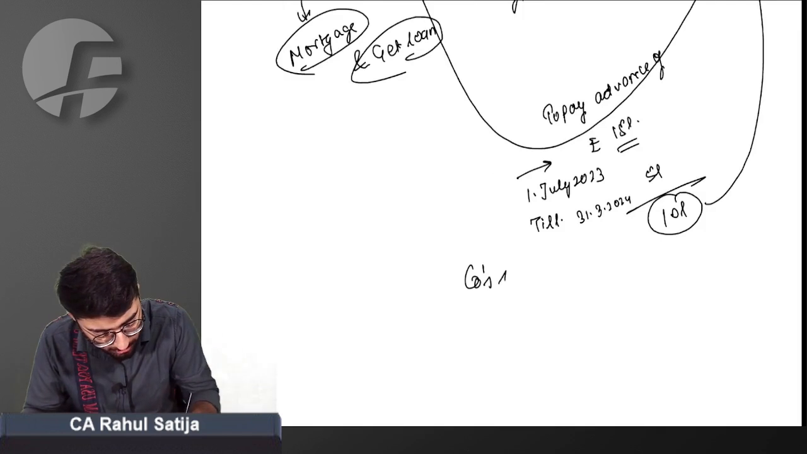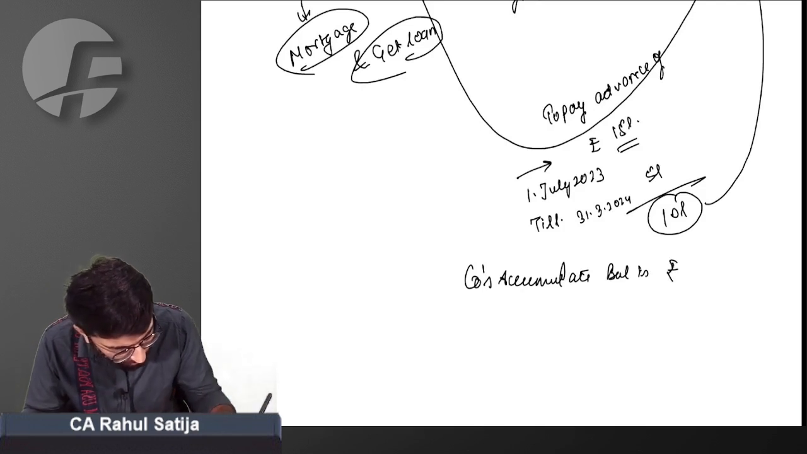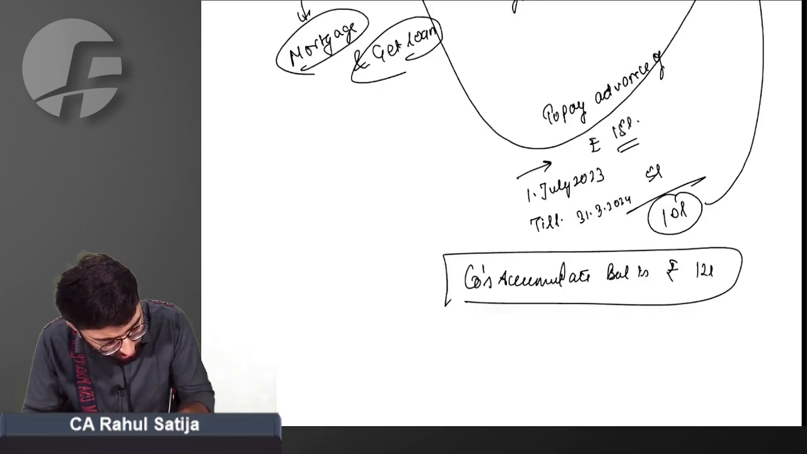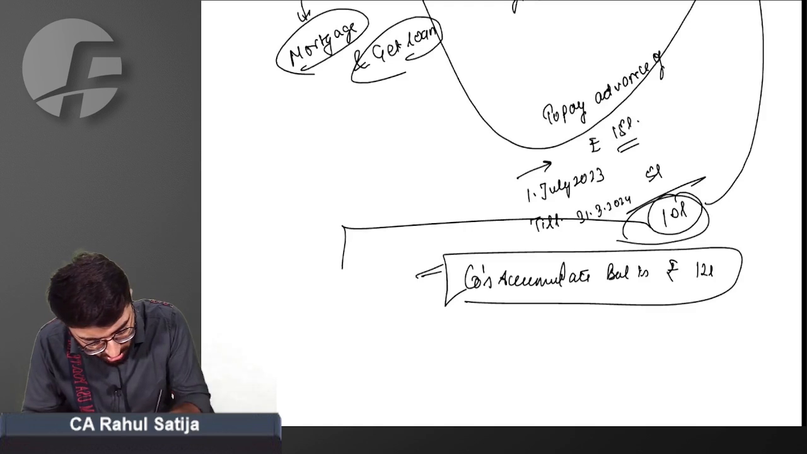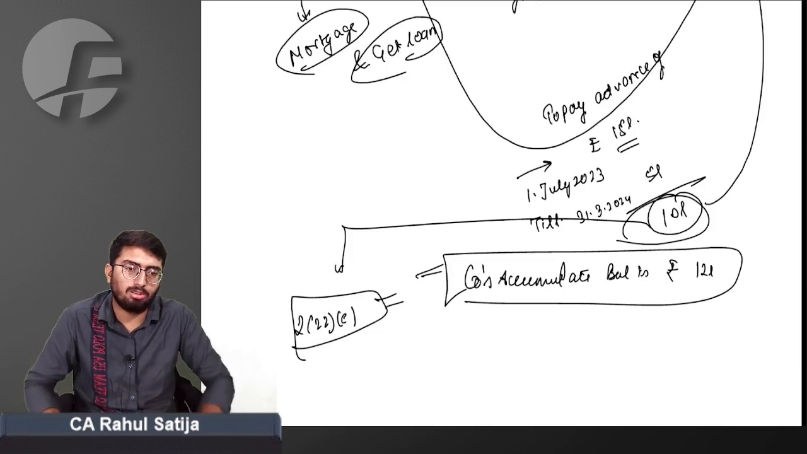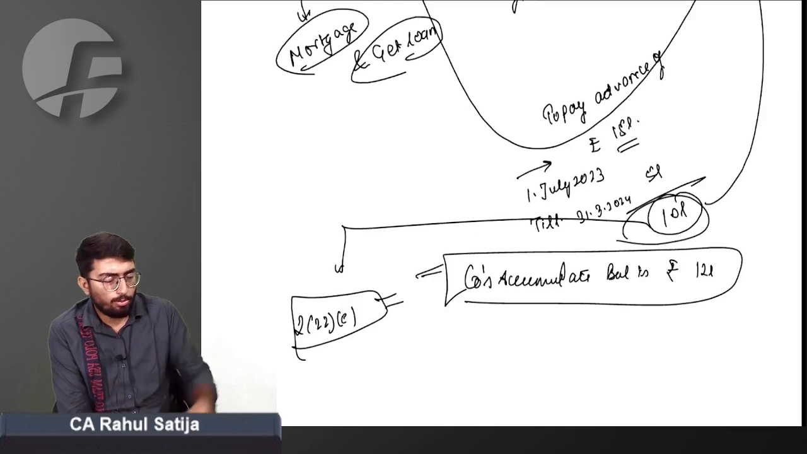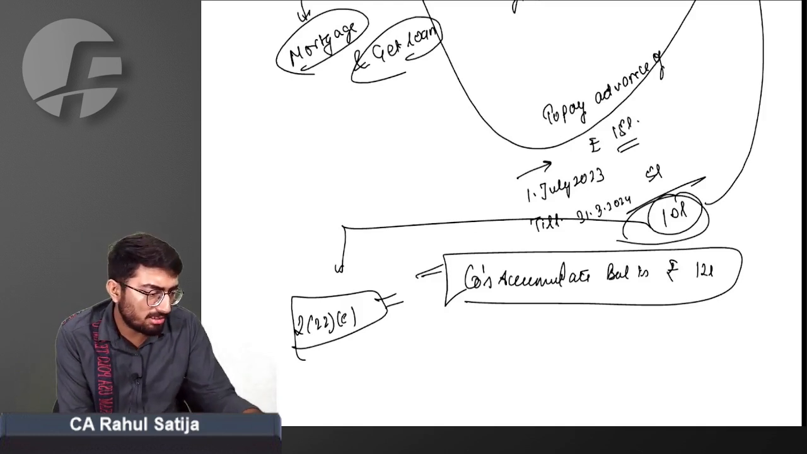The company's accumulated balance is rupees 12 lakh. The assessing officer treated this advance as deemed dividend under section 2(22)(e). I want all of you to answer whether it will be deemed dividend or not. Will it be considered as deemed dividend or not? I want all of you to answer.